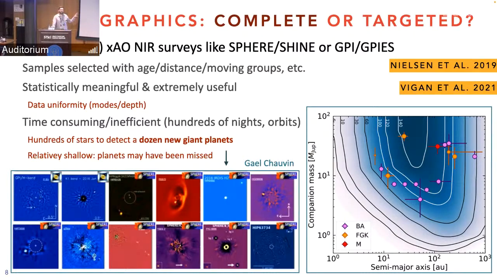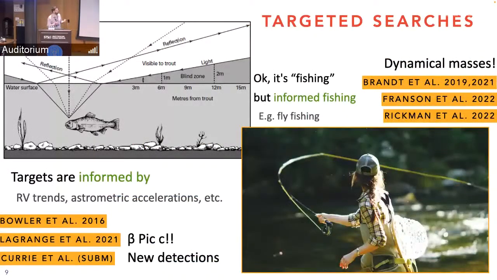With JWST and the Roman coronagraph, we don't have enough time. It's very time consuming to dig a contrast, a high contrast observation, and so we cannot go fishing, quote unquote, like that. So we have to go after informed targets. So it's a bit more like fly fishing.